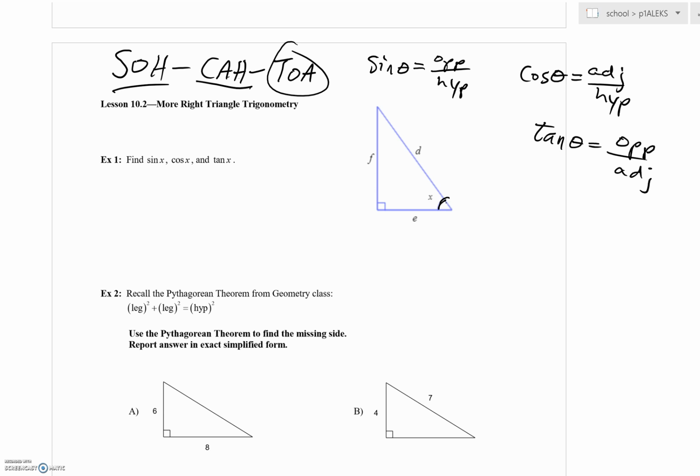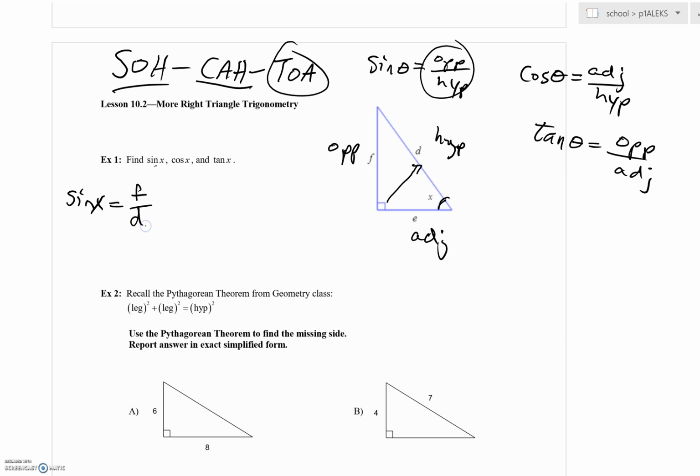So which letter would be opposite of x? F. That would be F, right? And then your hypotenuse would be right across. That's D. Then we've got adjacent. So now at this point, you're going to say the sine of this angle, as we've written over here, is opposite over hypotenuse. F over D.